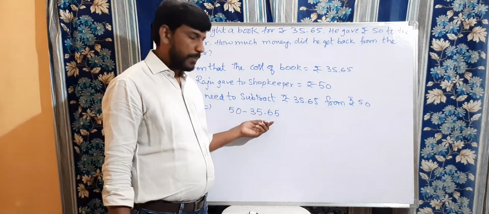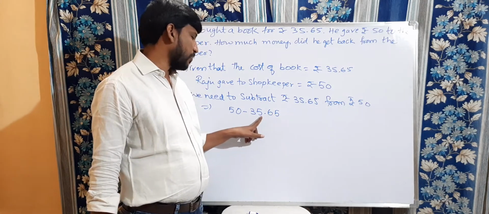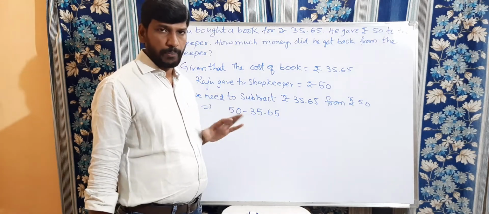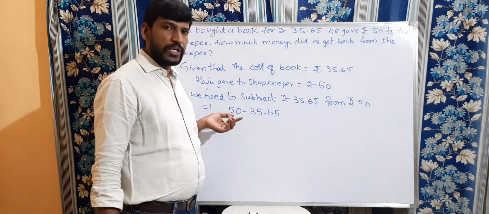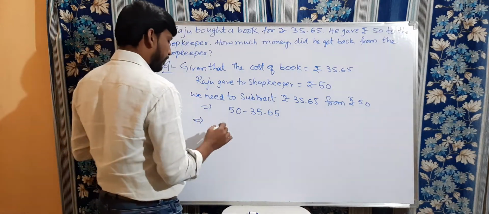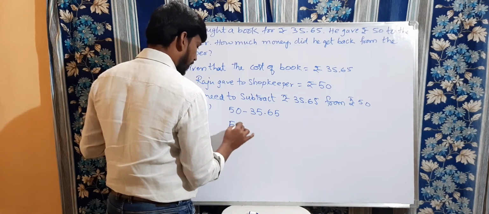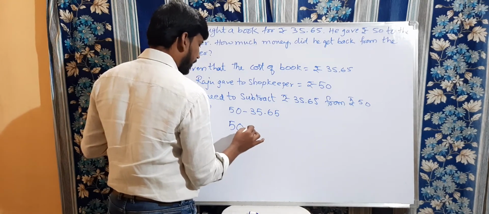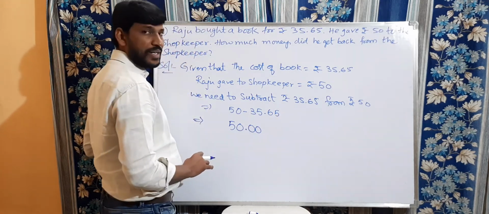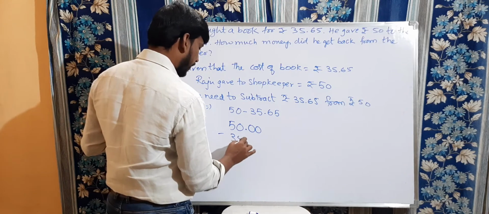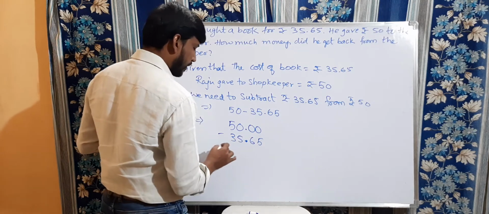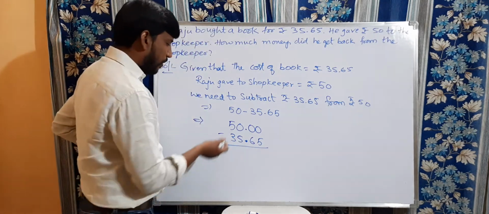Now see this here. In this decimal number we have the hundredths place, tenths place and ones place, but in the other they have given directly 50 rupees only. There is no decimal number, it is a whole number. There is no decimal part here. So what are we going to do? We need to take zeros after the decimal. Write 50.00. You can take 2 zeros compulsorily after the decimal, because two decimal places are there. Now below you should write 35.65. Clear? The decimal points should be in a line. Now we need to subtract.